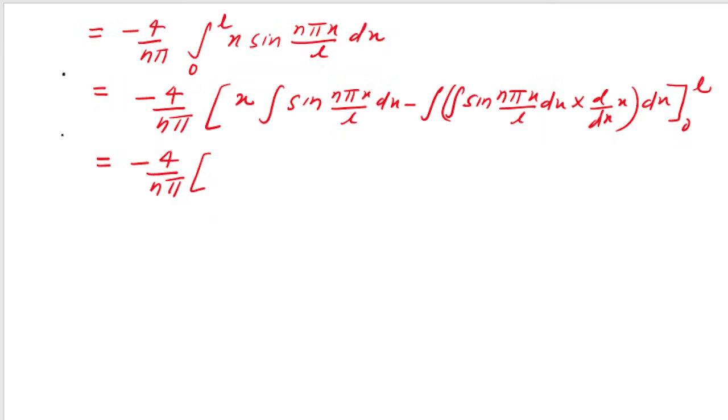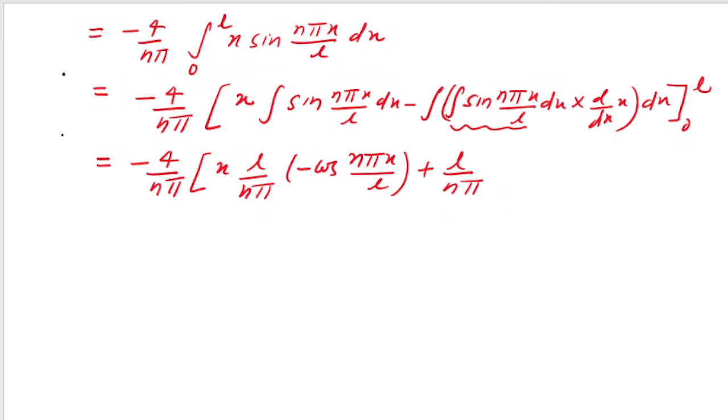And here x, integration of sine is minus cos n pi x by L, and I have to divide it by n pi by L, so I need to multiply it by L by n pi. And again this will give me minus, so minus minus plus, L by n pi is like a constant, and dx by dx will become 1. So here I will get cos n pi x by L dx. Limit of integration is 0 to L.